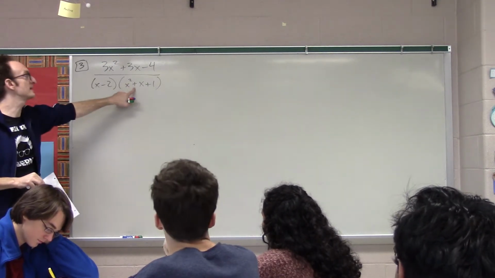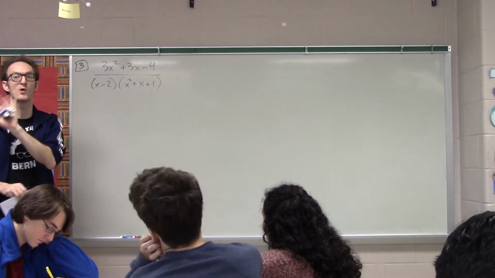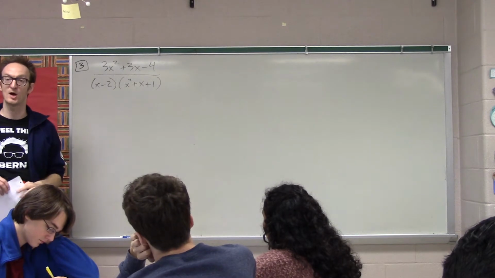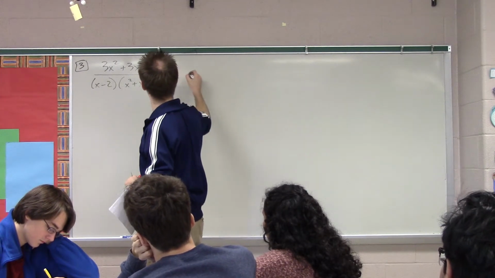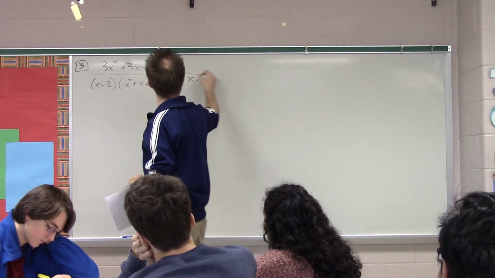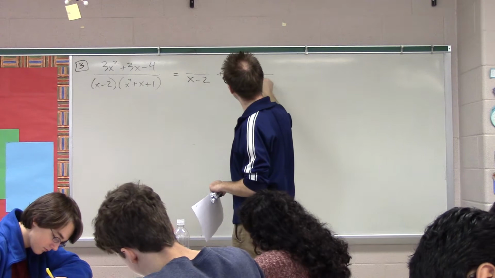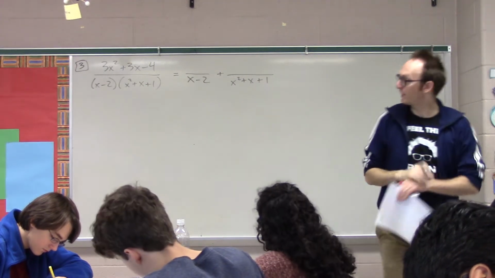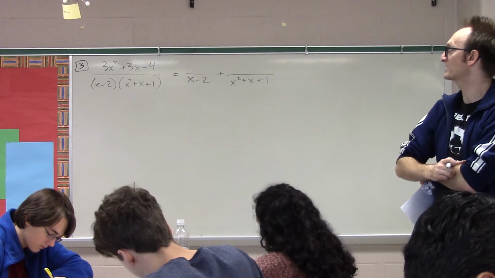So we call this an irreducible quadratic. And because this is an irreducible quadratic, we don't want to touch it or break it up into anything smaller. Therefore, the whole goal of this problem, and I still haven't explained why I would ever want to do such a thing, but I'm not going to right now, is to break things up into some number of x minus 2's and some number of x squared plus x plus 1's.